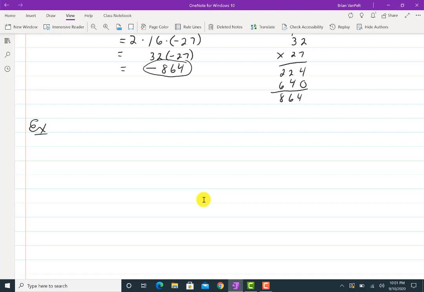If I go too fast for you, don't forget that you can pause the video whenever you want to in order to stop the screen from moving. Let's do another example.